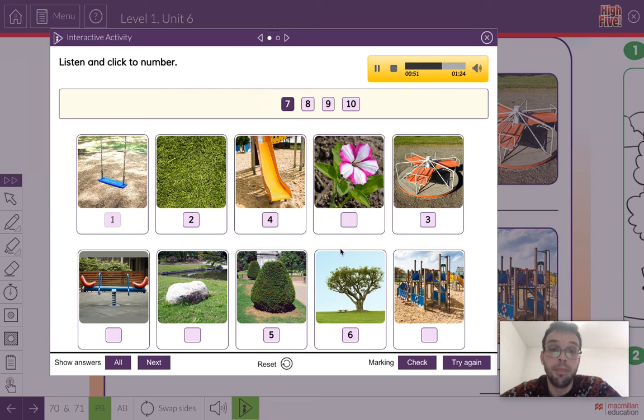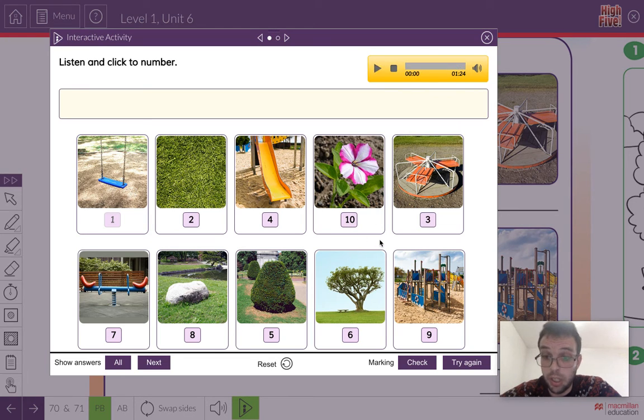7. I can play on the seesaw in the park. Number 7, seesaw. 8. I can see a rock in the park. 8, rock. 9. I can play on the climbing frame in the park. Number 9, climbing frame. 10. I can see a flower in the park. Number 10 is the flower.